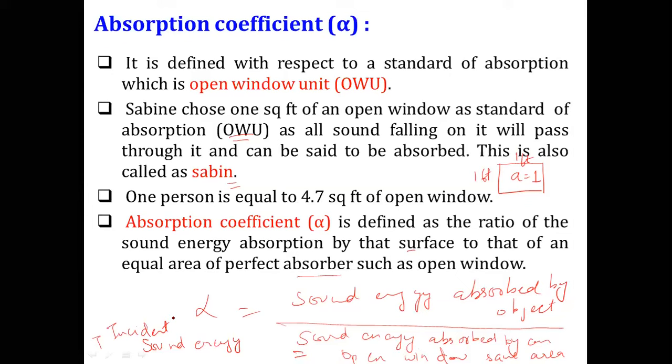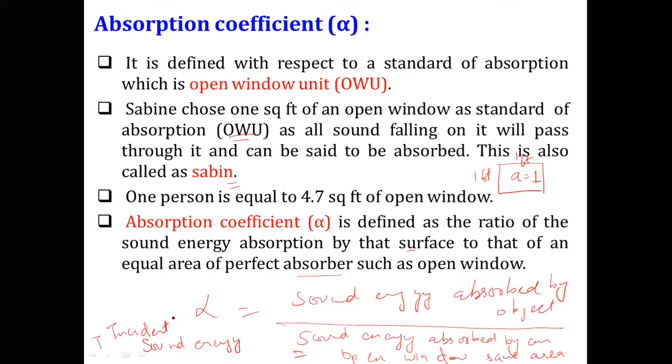Or you can say that this is equal to the sound energy absorbed by the object to the sound energy absorbed by a perfect absorber, such as an open window, which has the same area as that of your object. That would be your absorption coefficient. And because the term in the denominator, sound energy absorbed by an open window, is equal to the incident sound intensity, we can replace the denominator by the incident sound intensity on the same object. So it's as simple as that.